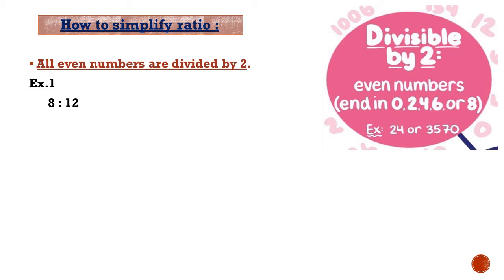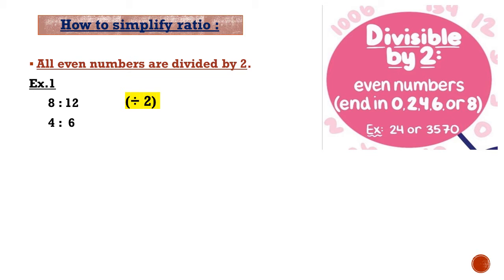But is this the simplest form for the ratio? No, both of them are even. Then we divide both of them by 2. 4 to 6. We divide 8 by 2 equals 4, and we divide 12 by 2 equals 6. Now we have a ratio 4 to 6.